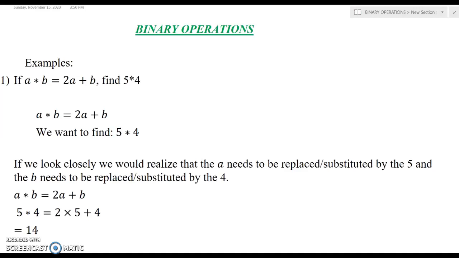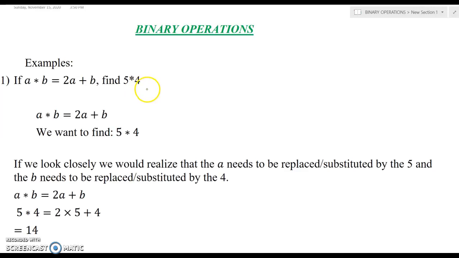Hi everyone, so in this video we'll be looking at binary operations. Now I really strongly suggest that you look at the substitution videos, part 1 and part 2, before coming to look at this video, because binary operations is linked very closely to substitution. You must know how to substitute in order to work with binary operations.